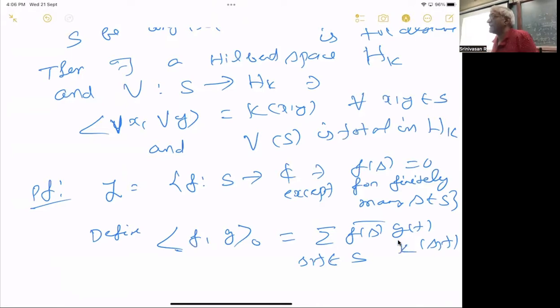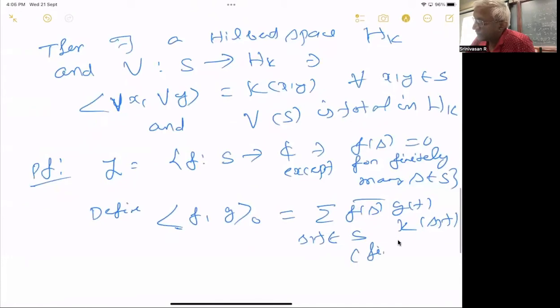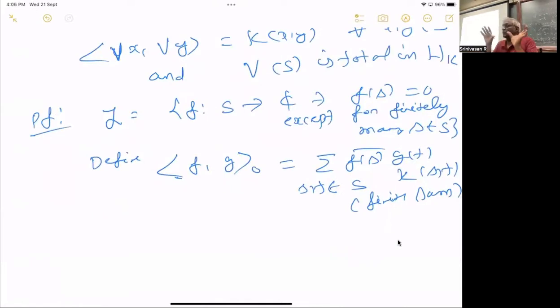But then only finitely many of the s and t will survive, so this is just a finite sum. It is like f has a support s1 up to sn, and g has a support t1 up to tn. Then you can take the union of those, s1 up to sn and t1 up to tn. Outside this set, S union T, it's 0. The sum is over S union T, by the earlier positive definite definition.